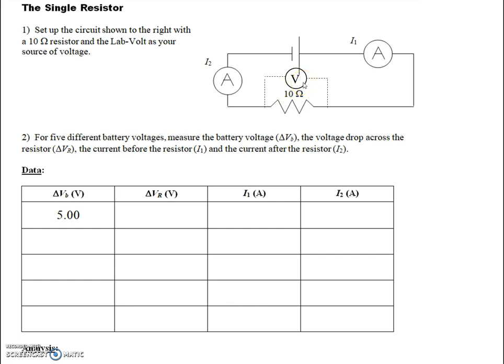Now you only need 1 voltmeter. In fact, you only allow 1 voltmeter when you access the circuit builder, and so you just move the wires over from one side of the resistor across to the other. Now it's going to measure delta VR, the voltage across that resistor. And you don't have to change anything.